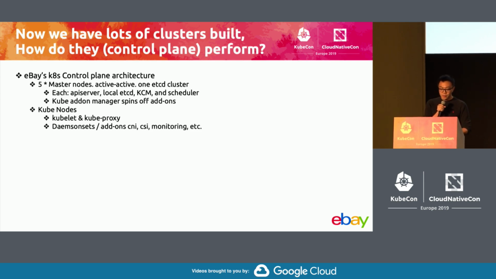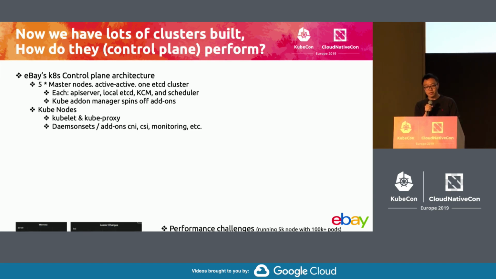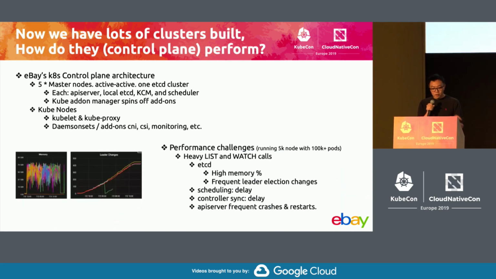And for the nodes, we are running kubelet and kube-proxy with a lot of daemon sets managing storage, networking, and monitoring. And this all worked fine. But what if you're running thousands of nodes and 100,000 pods? You see issues, right? So the typical issue you are seeing is heavy listing and watching. And it maps to different layers. And the most critical part is etcd and API server.